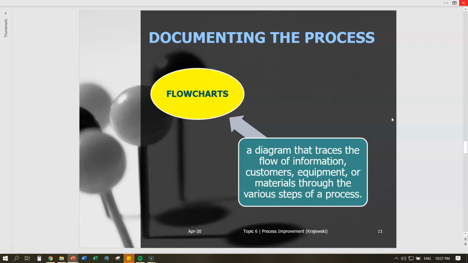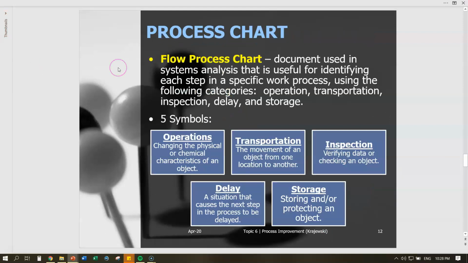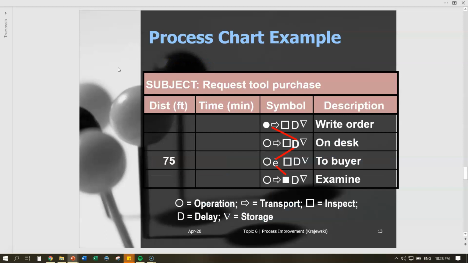Flowchart is a diagram that traces the flow of information, customers, equipment or materials through the various steps of a process. Meanwhile, process chart or flow process chart is document used in system analysis that is useful to identify each step in a specific work process using the following categories, which is operation, transportation, inspection, delay and also storage. Basically, in organisation, dia akan guna these 5 symbols untuk identify the flow process. This is the example of process chart. Dia menggunakan simbol in order to identify which kategori yang involved dalam setiap proses tersebut.